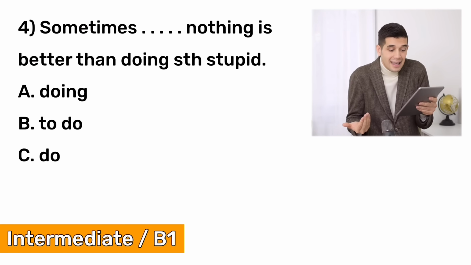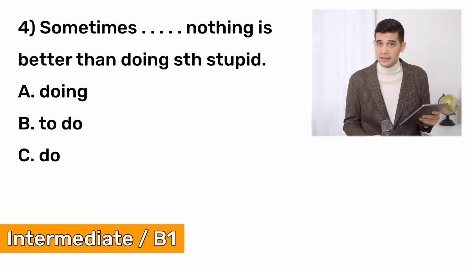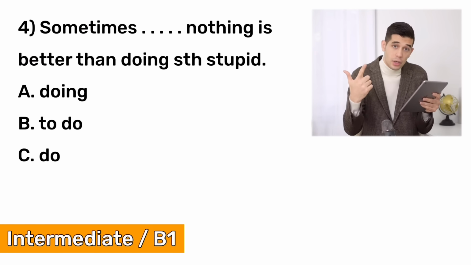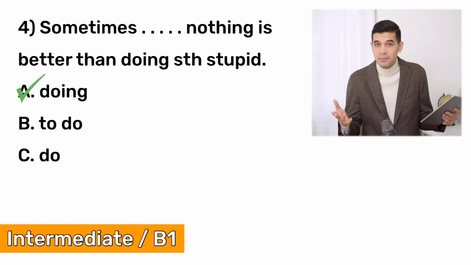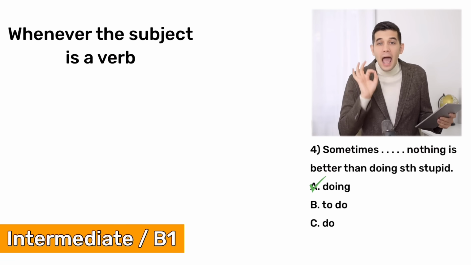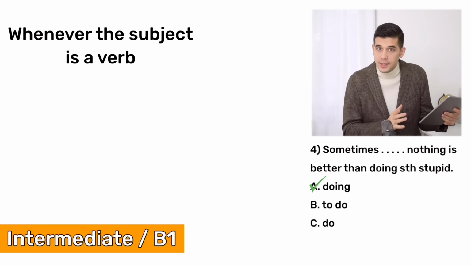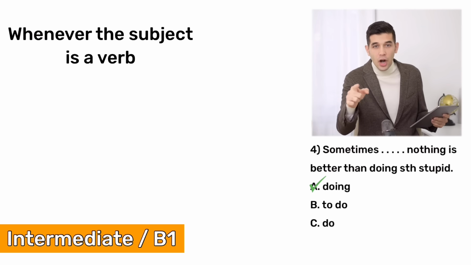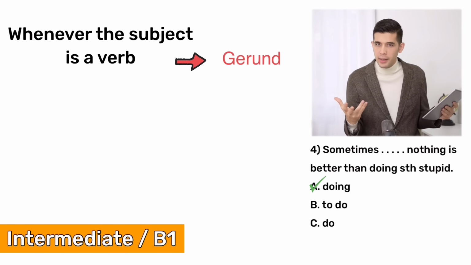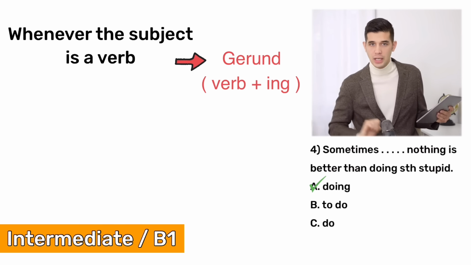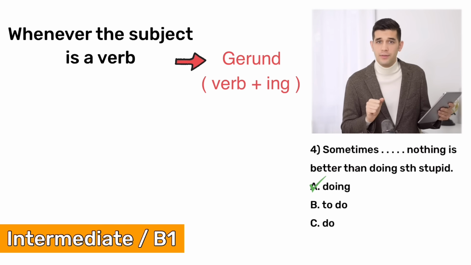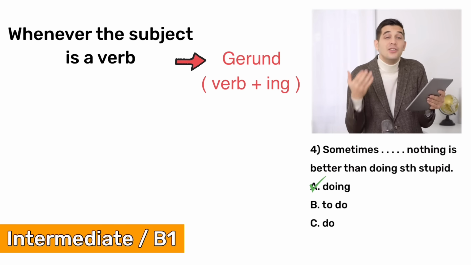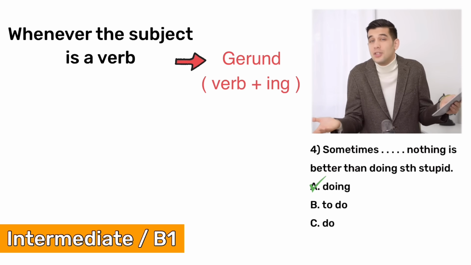Sometimes nothing is better than doing something stupid. Doing, to do, do. Doing, but why? Pay attention. Whenever the subject of a sentence is a verb, the verb needs to be gerund. What is gerund? Gerund is a verb with ing. The subject of the sentence is do, so we need to use the gerund form, doing. Sometimes doing nothing is better than doing something stupid.